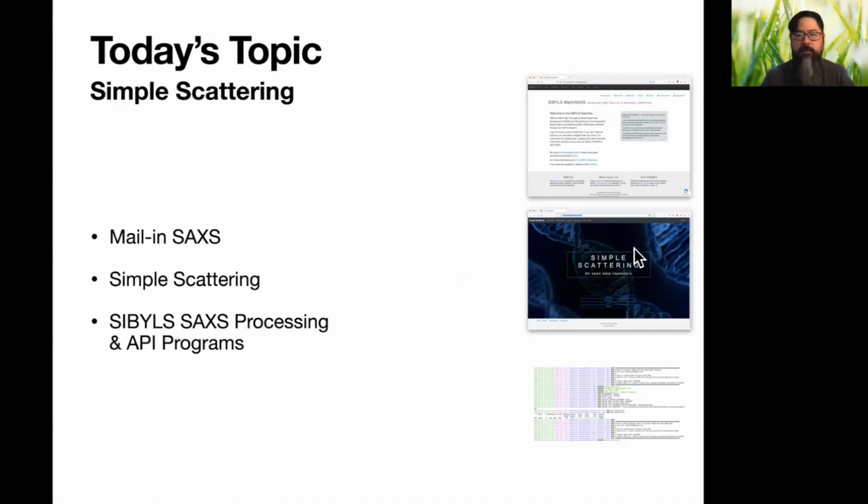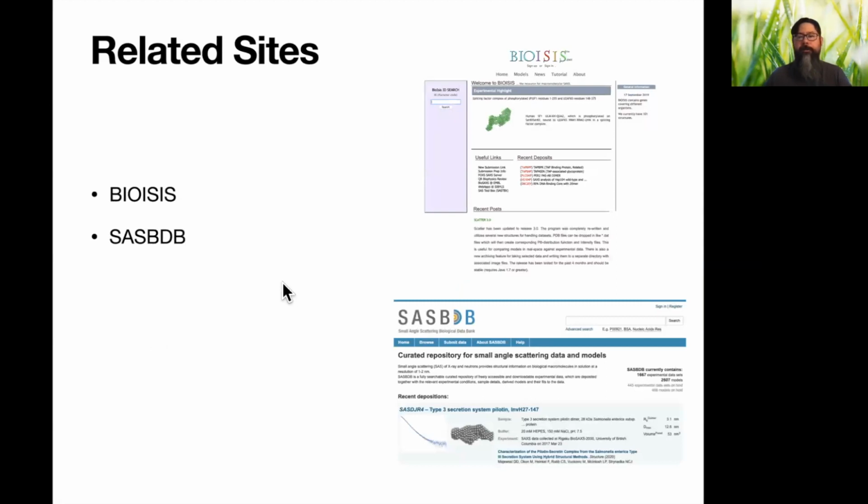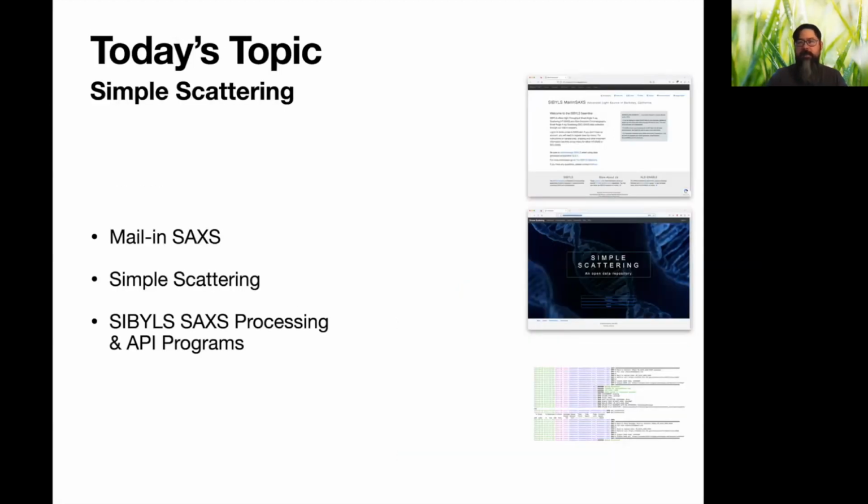So that's basically what we're going to be talking about: simple scattering, and how it relates to mail-in Sachs and these APIs. So I guess basically simple scattering is a data repository for sharing data, similar to the protein data bank for X-ray crystallography.